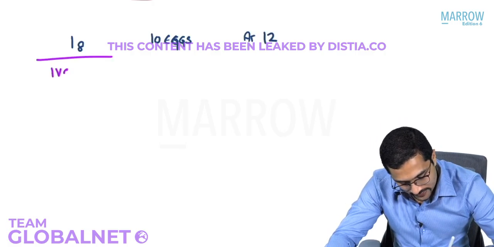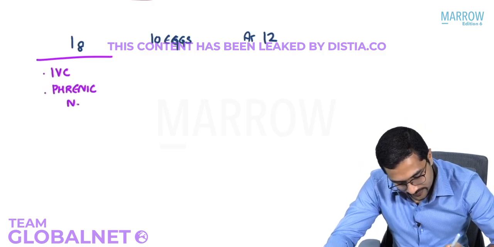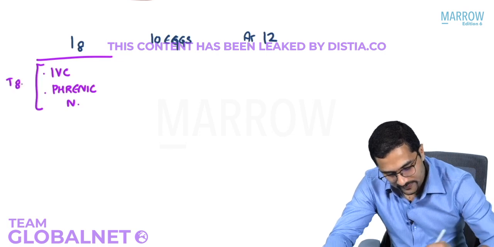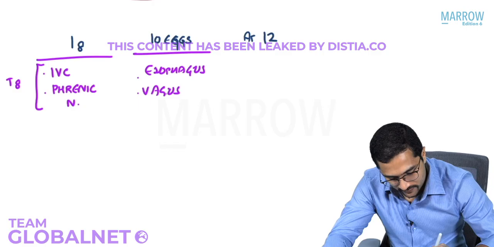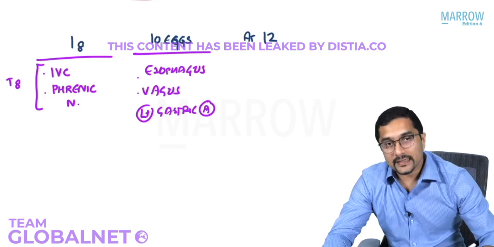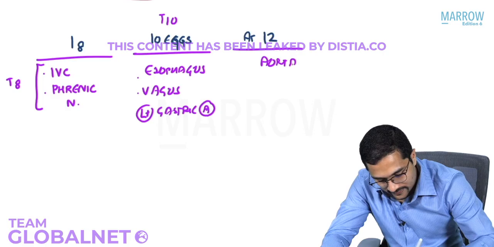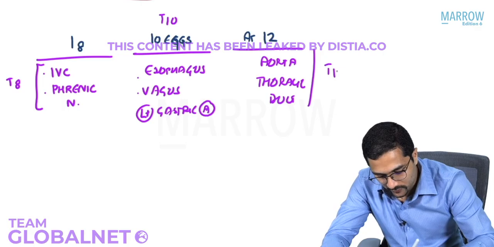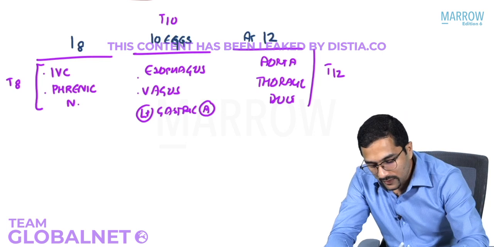So it is IVC and the phrenic nerve at T8. At T10, it is the esophagus, vagus, and the left gastric artery. And at T12, you have the aorta and the thoracic duct, which pierce the diaphragm at the level of T12. Now the next point in the surgical anatomy which you should know about are the two sphincters.